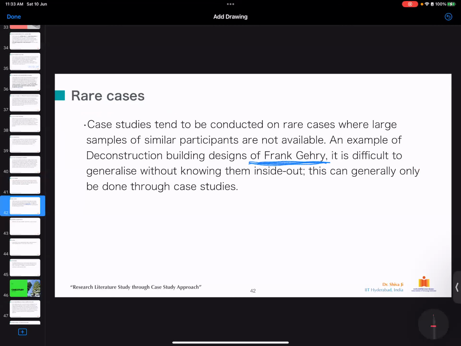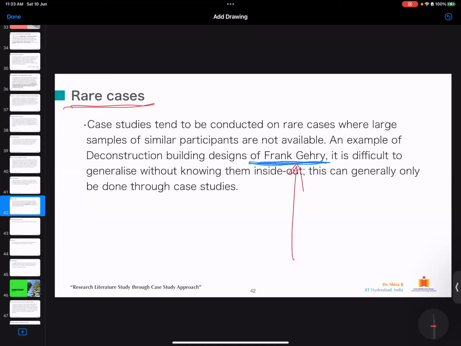Rare cases. Case studies tend to be conducted on rare cases where large samples of similar participants are not available. For example, buildings by Frank Gehry. They are very unique, one of a kind, but very few in the whole world.